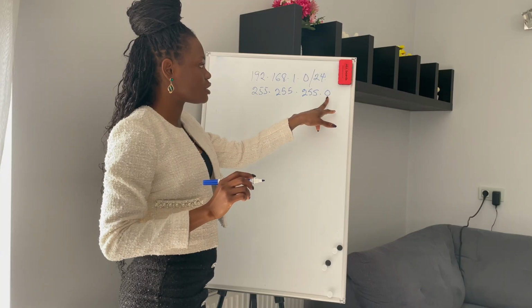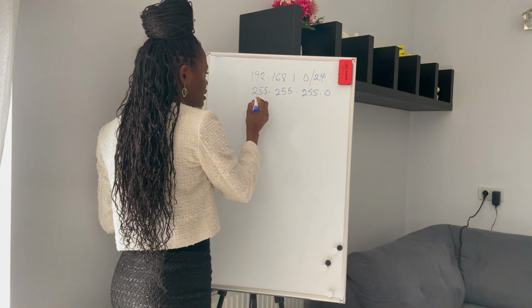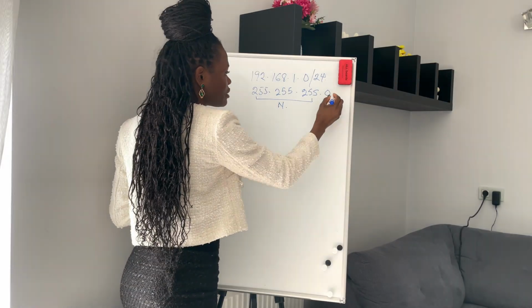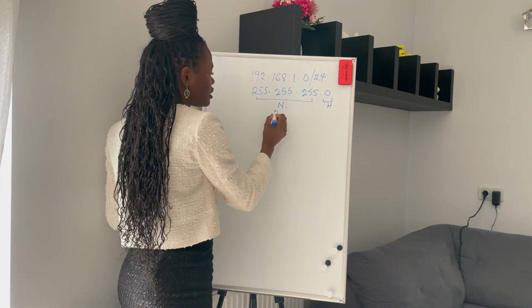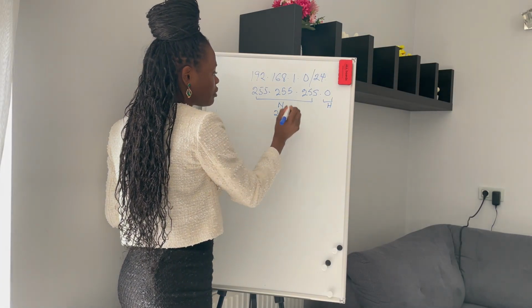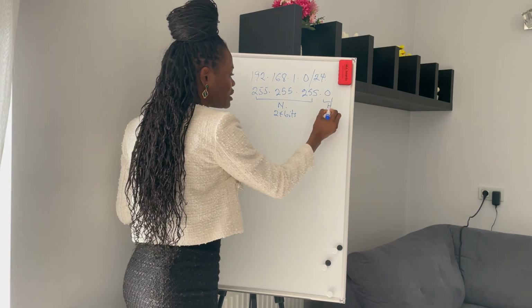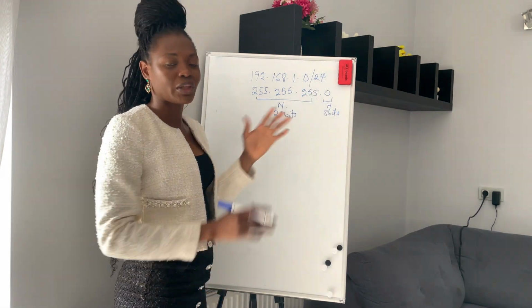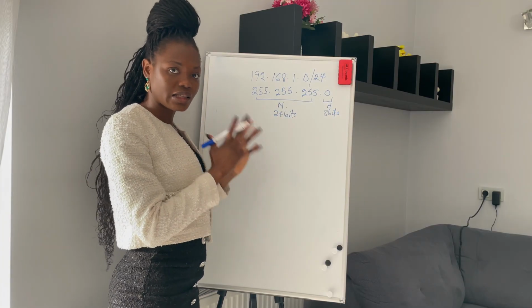And how does this 0 come in place? It means that all of this is for the network, this is for the host. So 24 bits for the network and 8 bits for the host. So this is why we have /24. This is simple. This is classful.